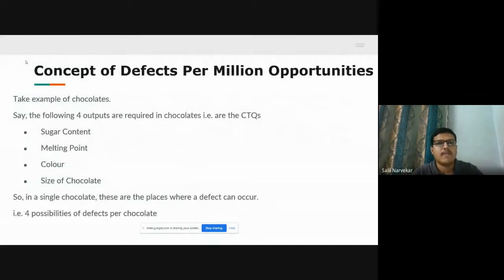So, the concept of defects per million opportunities. Consider the example of chocolates. There are four critical-to-quality things required in a chocolate: the sugar content, the melting point, the color, and the size of the chocolate. So there are four possibilities of things going wrong in a chocolate, which is what we have assumed here. The sugar content can go wrong, the melting point can go wrong, the color can go wrong, or the size can go wrong.